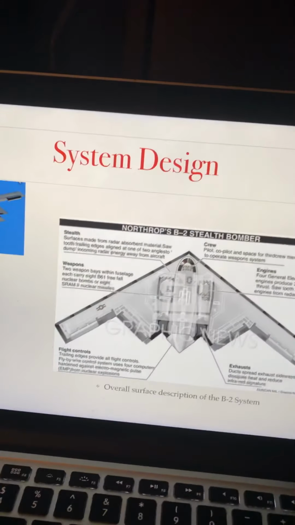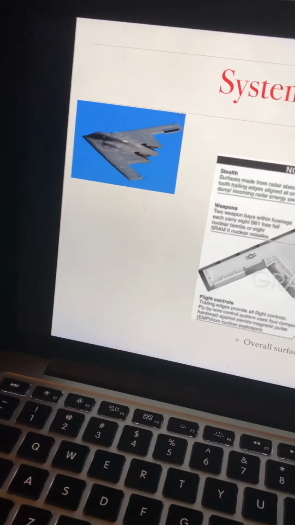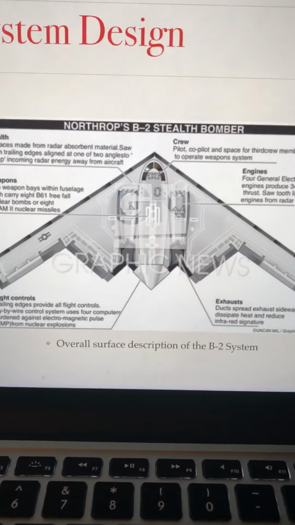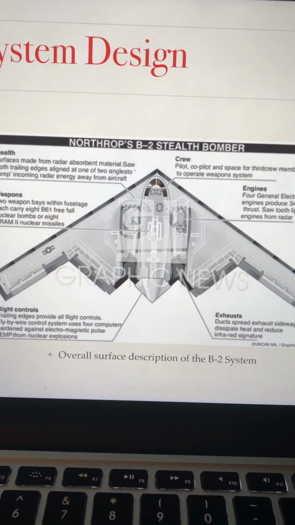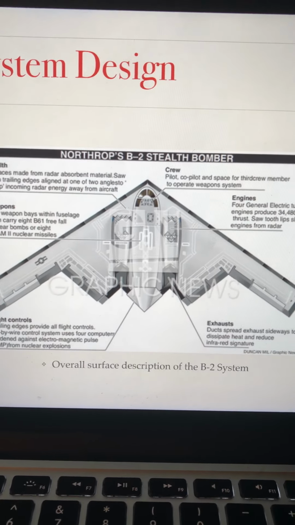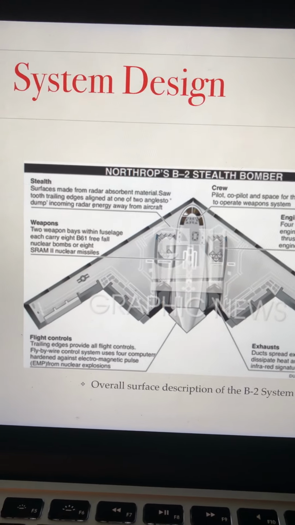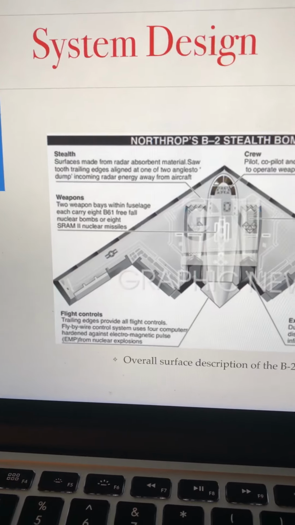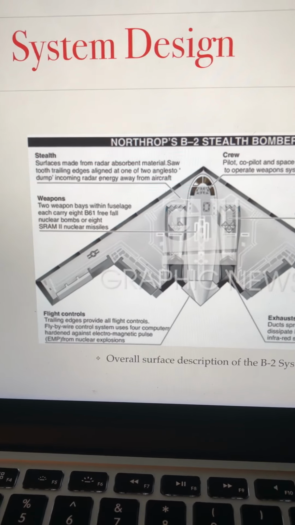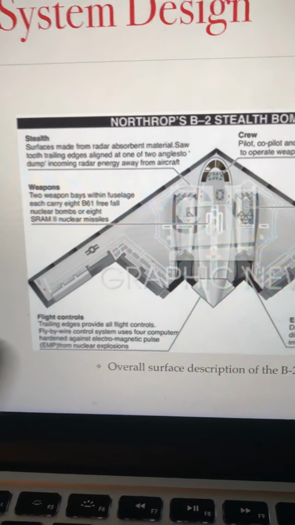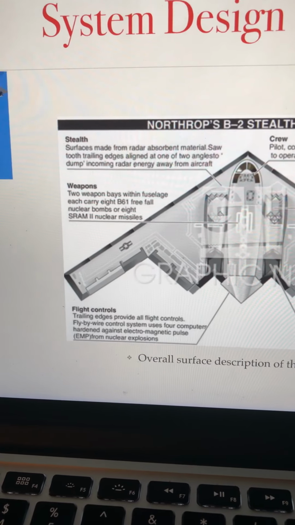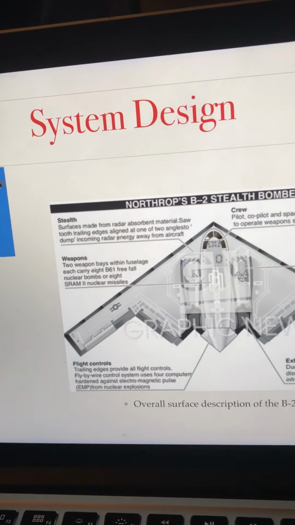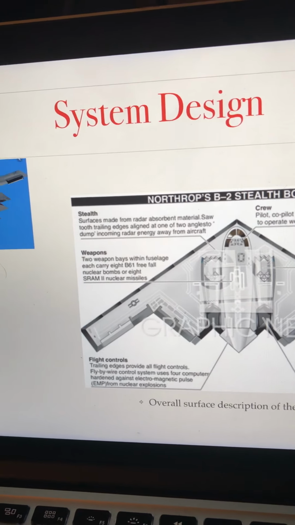So now we're going to get to the system design. That's a picture of an aircraft, the B-2. And this is a picture specifically pointing to the different parts of the system. So I'm just going to quickly go over it. The stealth, as it points there, is the radar detection avoidance technology. The weapons are loaded right there. Two weapons bays within the fuselage each carry B-61 free fall nuclear bombs and 8 SRAM-2 nuclear missiles.